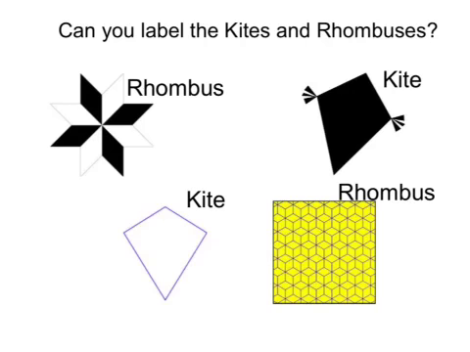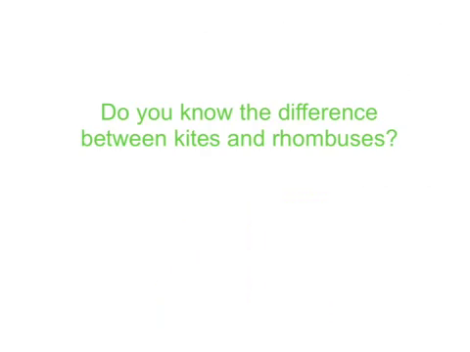How did you go? Did you get the same as me? Here are the two kites and here are the two rhombuses. Do you now know the difference between kites and rhombuses?